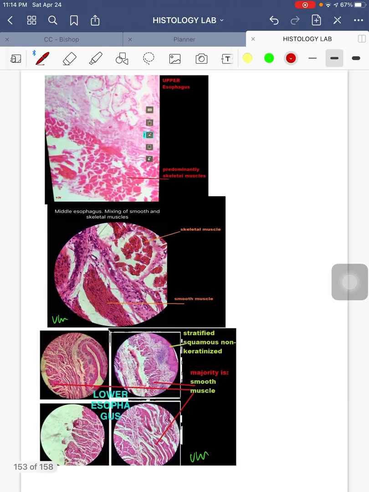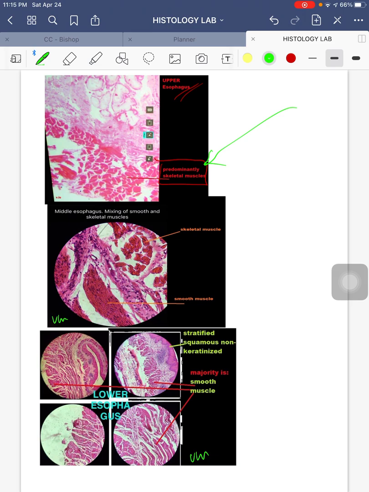We'll proceed on. Here is just a reiteration, and these are slides I made when I was in med school, taken from the lab. The upper 1/3, as I mentioned, is purely skeletal muscle here. So you expect again in your muscles that the nuclei will be in the periphery. They are single cells, but they can be multinucleated.